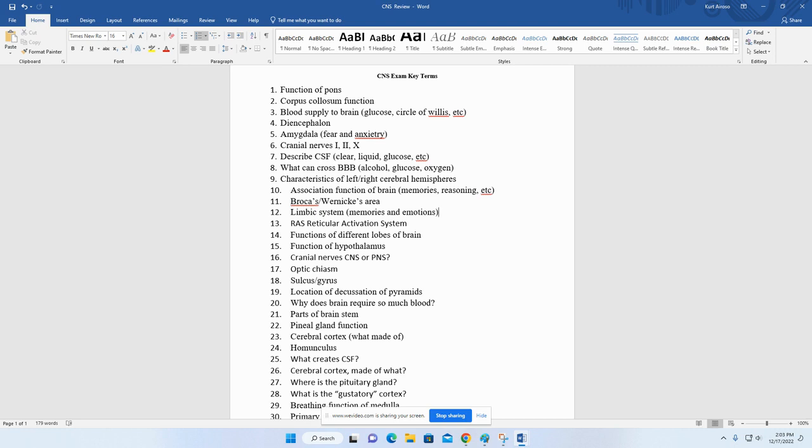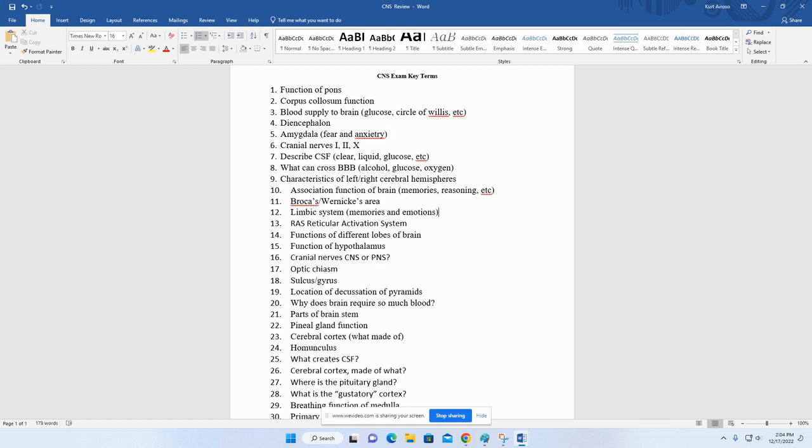13, RAS, reticular activating system. It's in the brainstem, medulla, and the pons, and it keeps you conscious, it keeps you awake, and it helps to alert the cerebral cortex to awaken from sleep. That's basically its two things. It keeps you awake, and it arouses you from sleep.